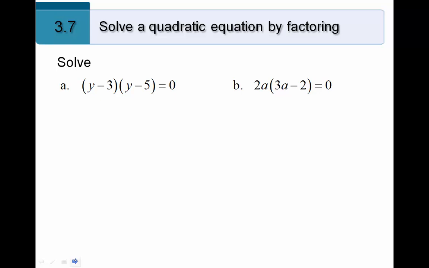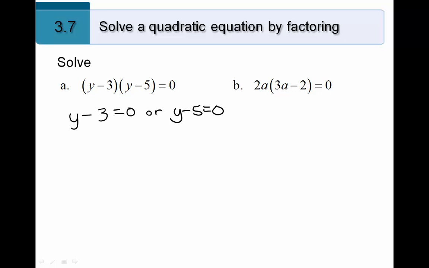Now notice this first one, a, says the factor y minus 3 multiplied by the factor y minus 5 is equal to 0. Well, if y minus 3 multiplied by y minus 5 is equal to 0, then one of those factors must equal 0. In other words, either y minus 3 must be equal to 0 or y minus 5 must be equal to 0. So we're going to solve each of these equations for the variable.